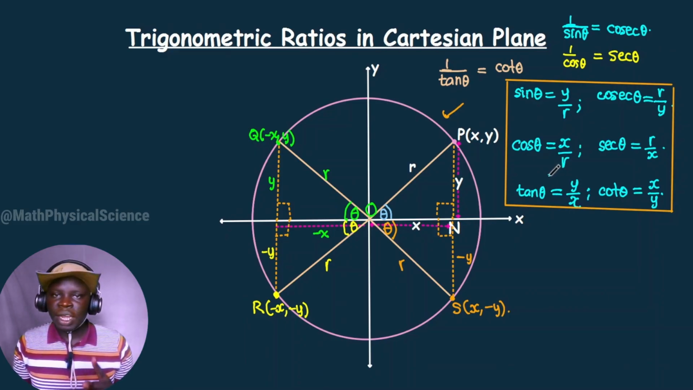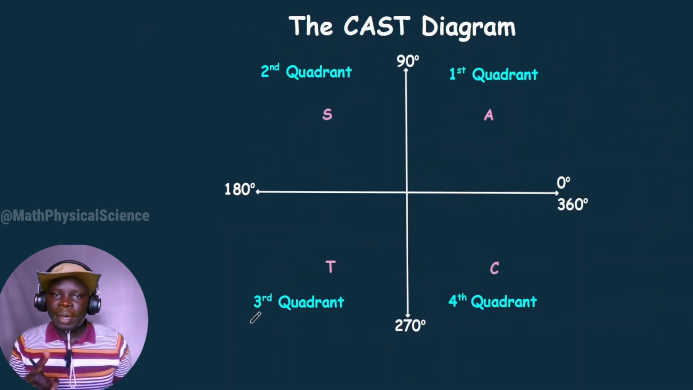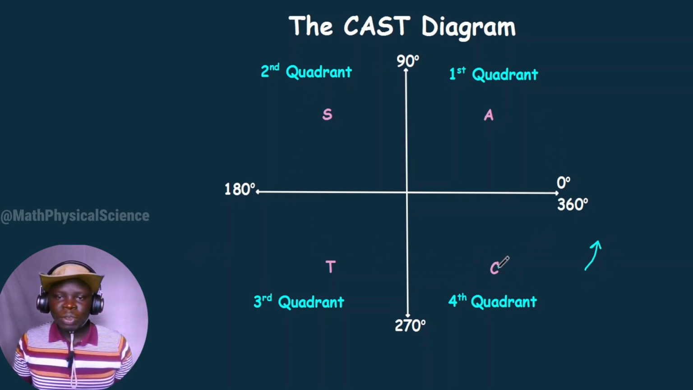So let's move on and look at the CAST diagram. Yeah, so this is the CAST diagram. Why do you call it a CAST diagram? We have 4 quadrants here with those letters C, A, S, T. We're moving in this direction, and we know in mathematics the anti-clockwise direction is positive, and that's why we're moving in this direction. So when you spell this, it is CAST, the CAST diagram. Now, why are we interested in this CAST diagram? There are some questions where it is necessary for you to know it.